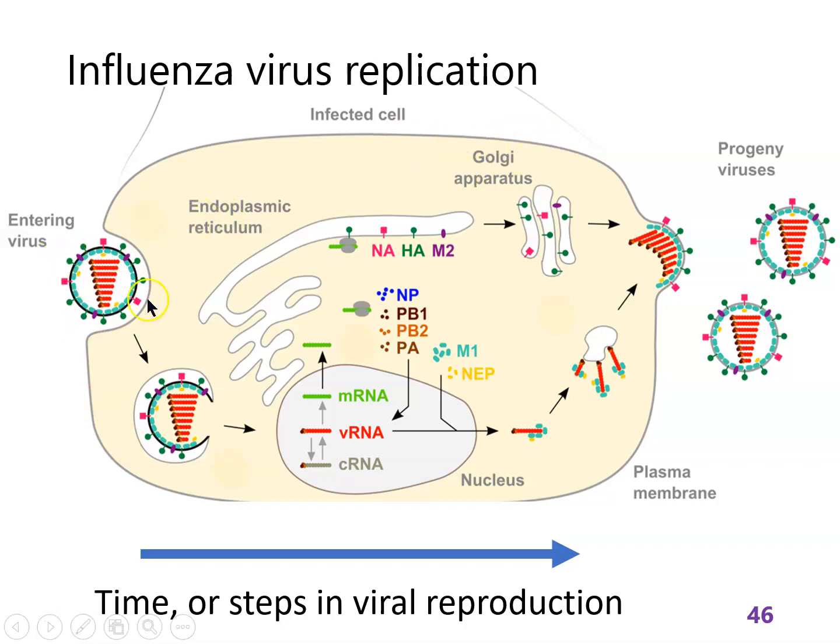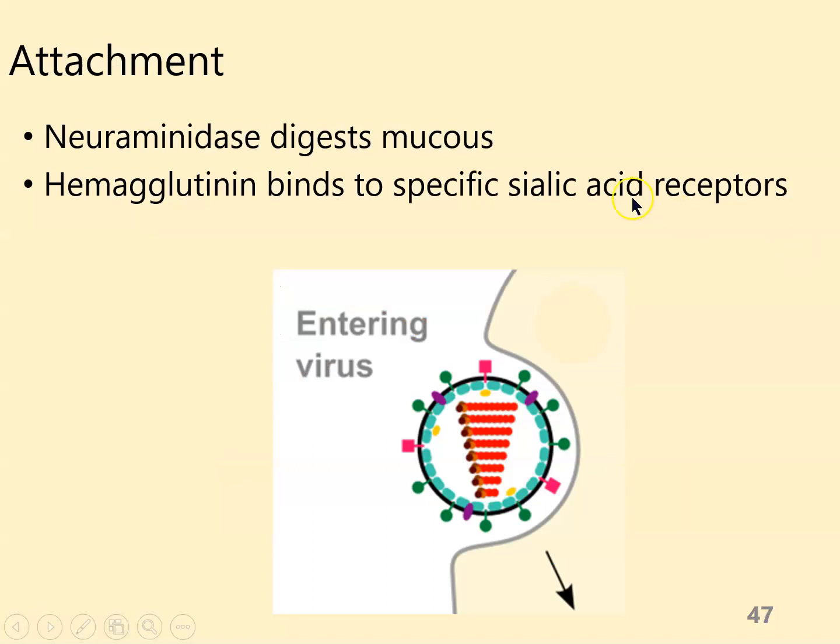The way textbooks tend to draw these processes is they draw the first steps over here, and then they draw later steps here, and the last steps over here, and then it's the end. So this is attachment, penetration and uncoating, biosynthesis, maturation, release. That's what's going on. So first we look at attachment.